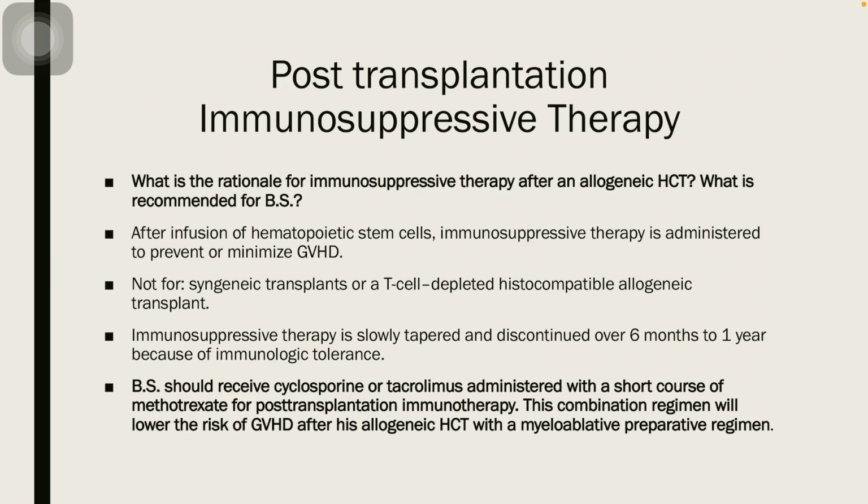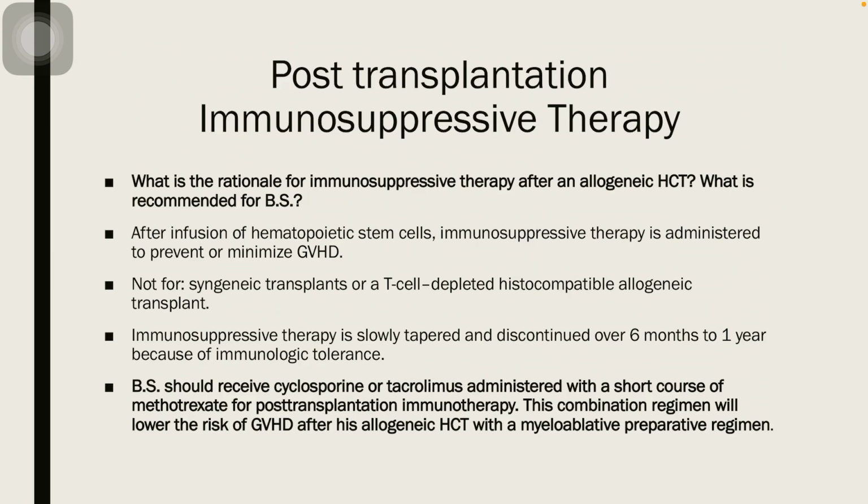This therapy is not for two types of patients. Number one is syngeneic transplants, because they are identical twins, so there is no graft versus host disease. The other is patients with a T cell depleted histocompatible allogenic transplant, because in T cell depleted transplantation, the volume of donor T cells infused into the patient is usually insufficient to elicit a significant graft versus host reaction. Immunosuppressive therapy is slowly tapered and discontinued over 6 months to 1 year because of immunologic tolerance.